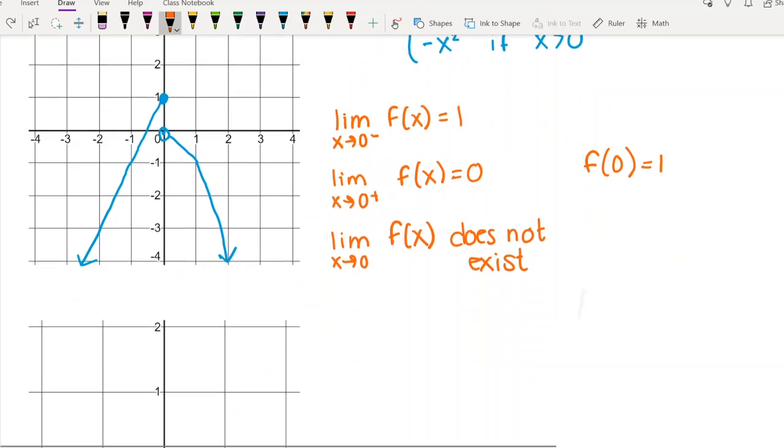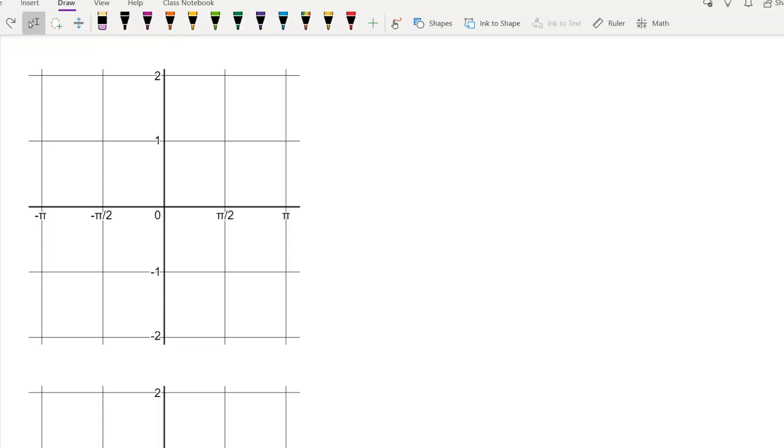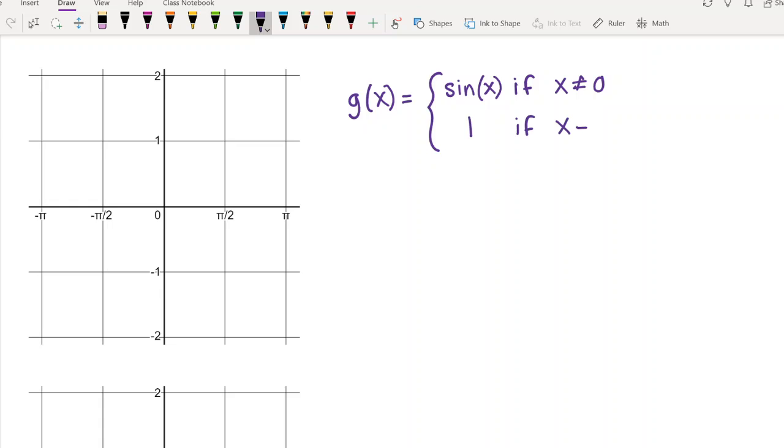Okay, so let's do another example of graphing a piecewise function and using it to evaluate limits. So the second one is going to be g of x is equal to sine of x if x is basically anything other than 0. And then it's going to be 1 if x equals 0.